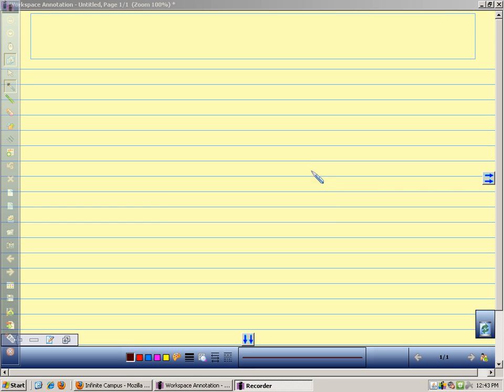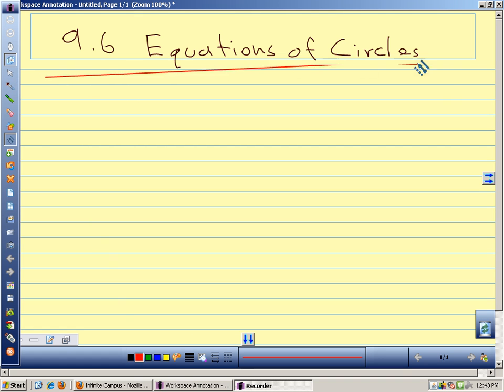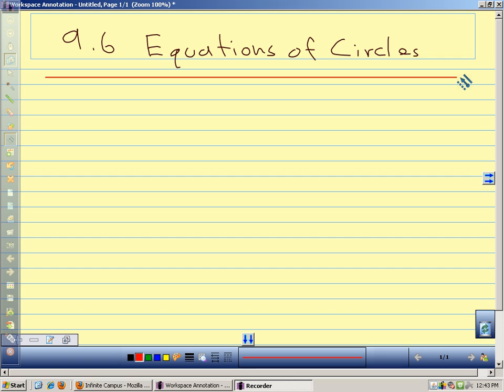All right, so this is section 9.6, our last section from chapter 9, and we're going to talk about the equations of circles. And we'll do most of it today, and then on Monday we'll just add a little bit to this. On Tuesday we will review, and then on block day we'll have our test on chapter 9.